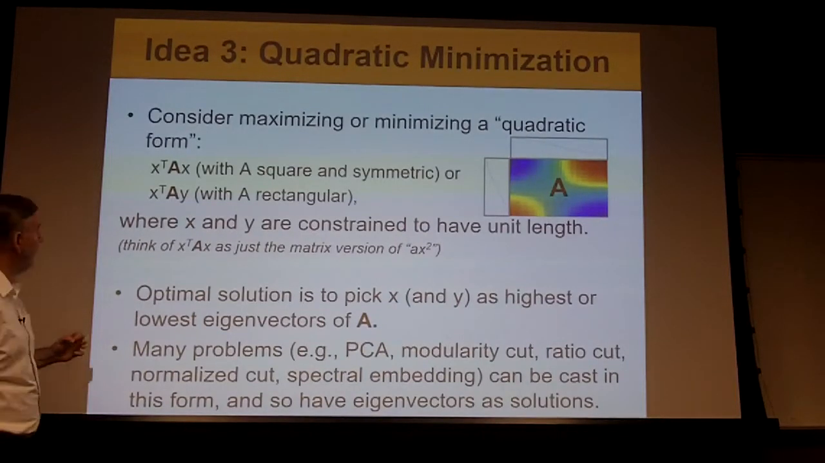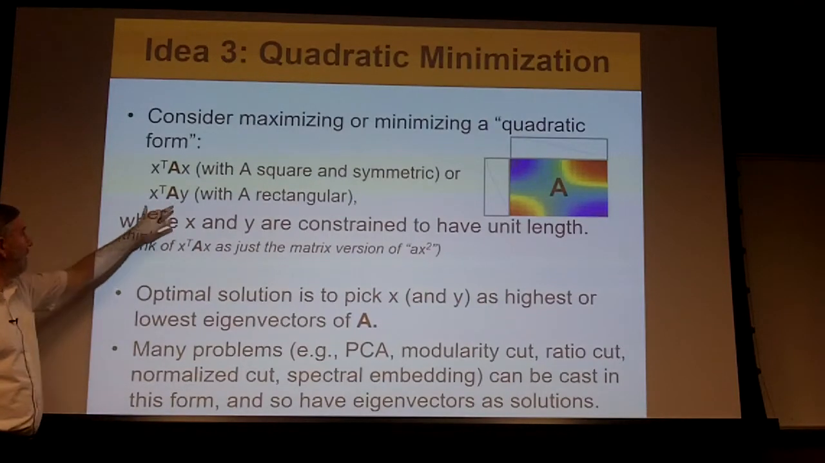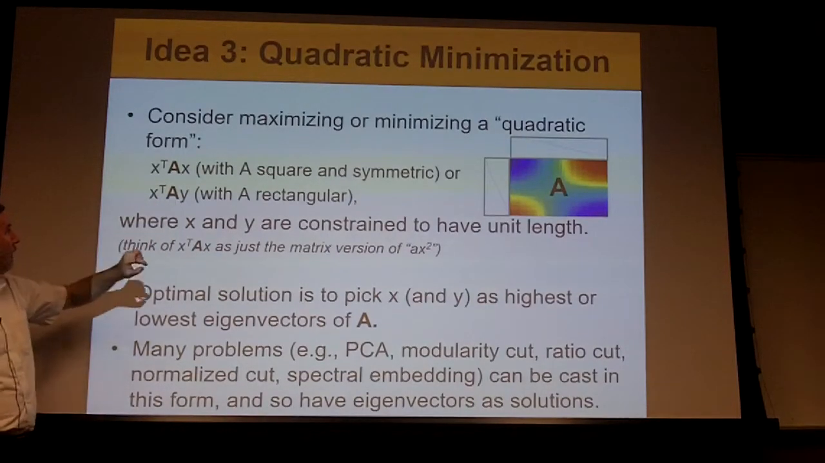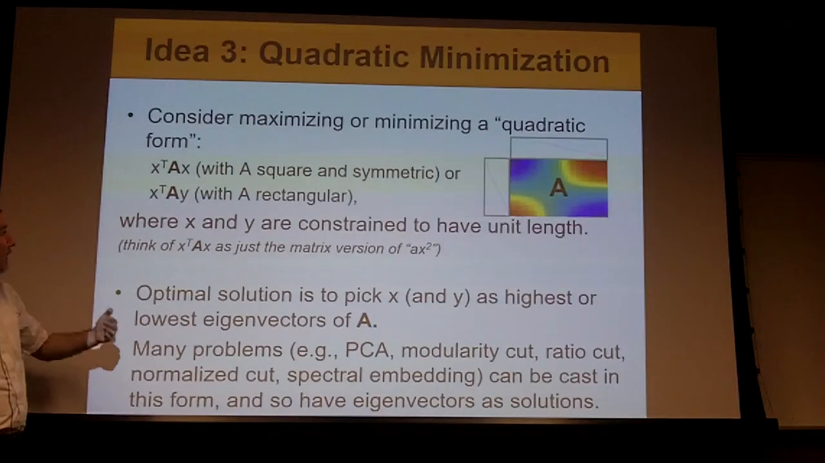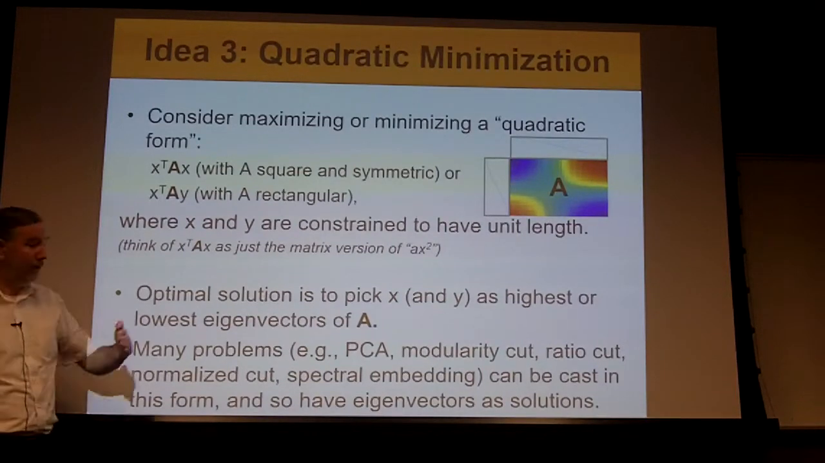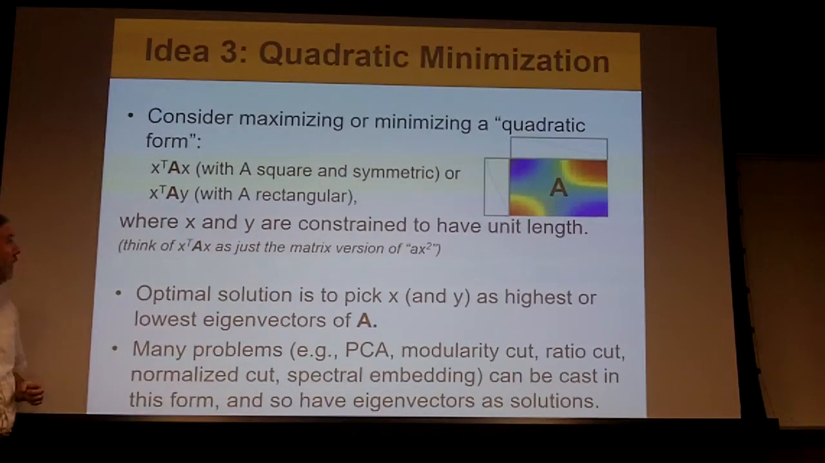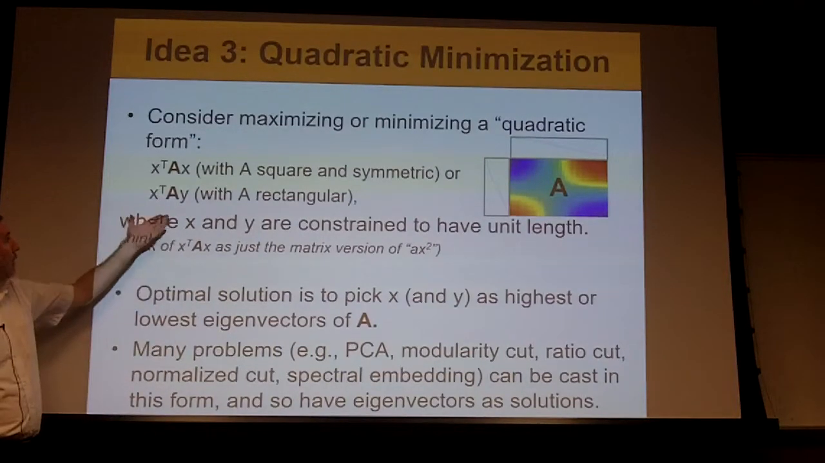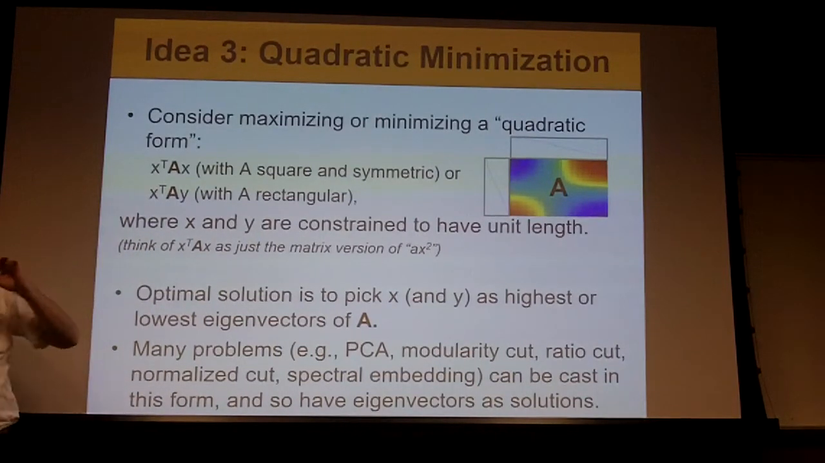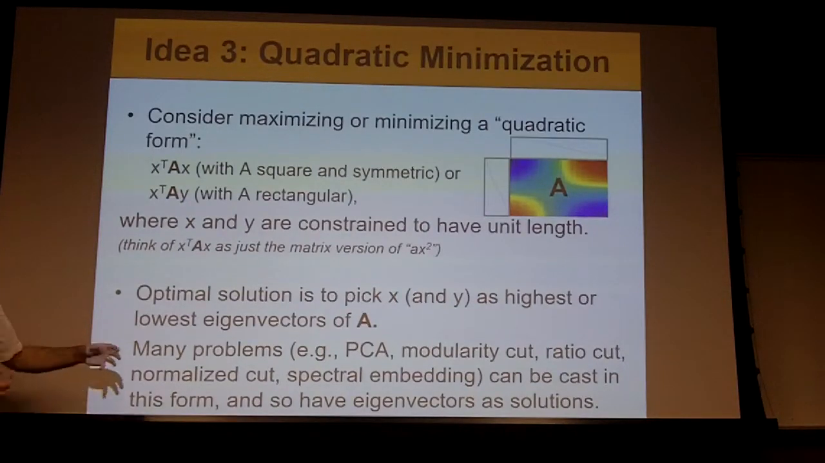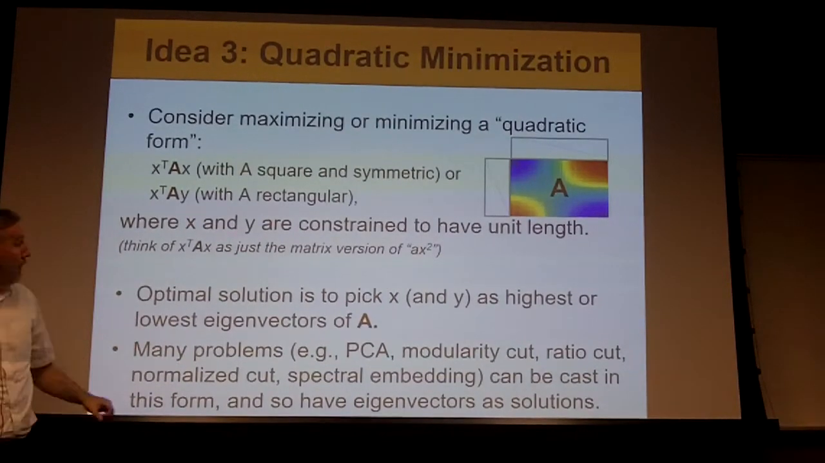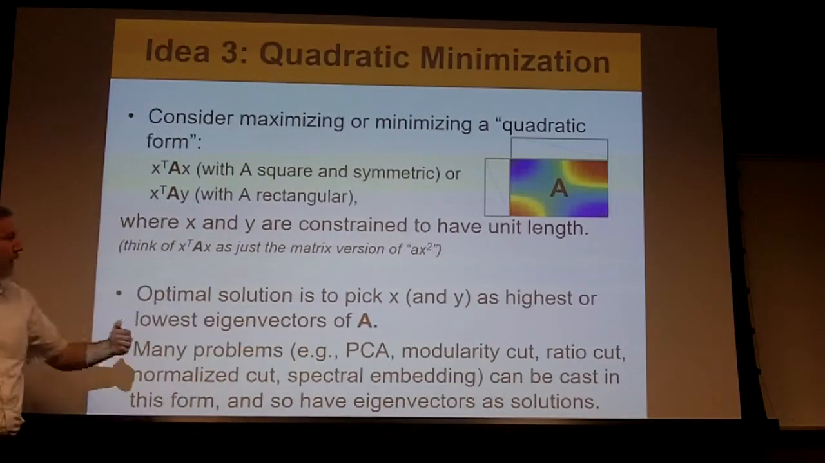Now it turns out that if you constrain these two vectors x and y to have unit length, then you can minimize or maximize a quadratic form with an eigenvector. Eigenvectors optimally solve that problem. So either the largest or the smallest eigenvector, or pair of eigenvectors in the case of a rectangular matrix, will minimize or maximize these quadratic forms. And so for any problem that you can express as minimizing or maximizing a quadratic form, the answer is an eigenvector. And there are a lot of these problems. So principal component analysis, we'll talk about that in a second.